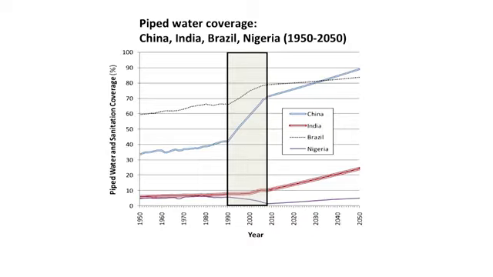Nigeria looks much worse. Again, this is coverage, and part of the reason that Nigeria looks worse is that population is growing so rapidly. So even though maybe more and more people are getting piped water coverage, it's just barely keeping up in Nigeria with population growth.